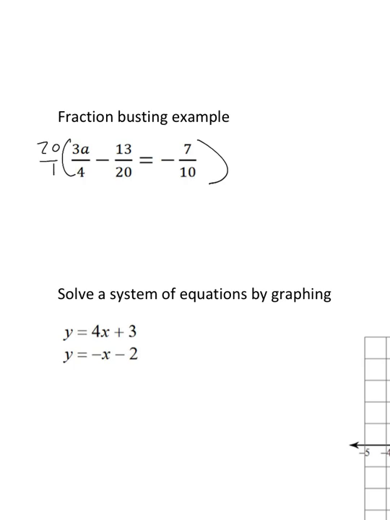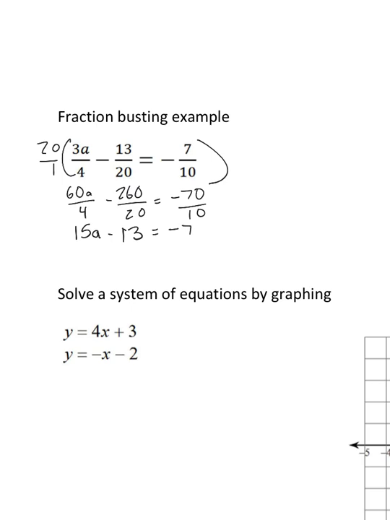I multiply everything by 20, so I get 60a over 4 minus 260 over 20 equals negative 70 over 10. Once I've done that, I can simplify this equation and eliminate all the fractions because they will reduce. So I have 60 over 4, which is the same thing as 15. I have 60 over 20, which is the same as 13. And I have negative 7.